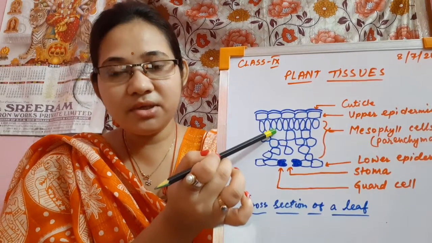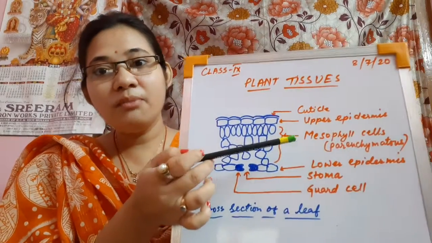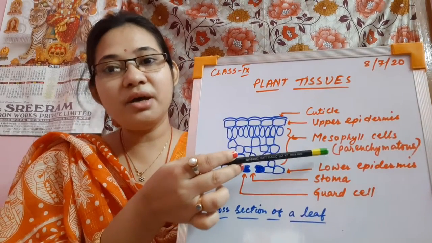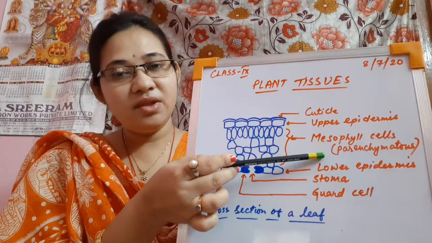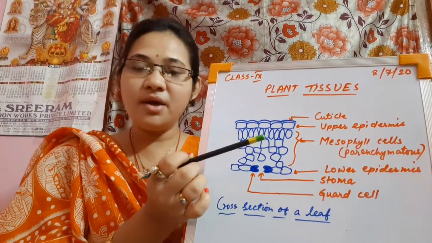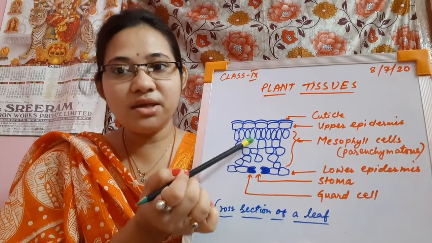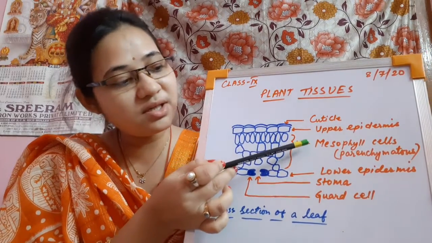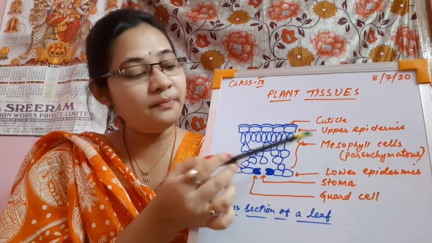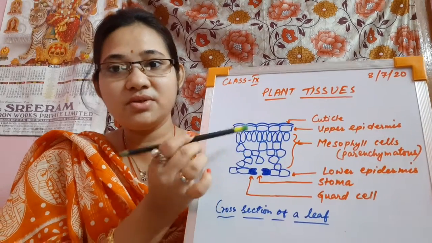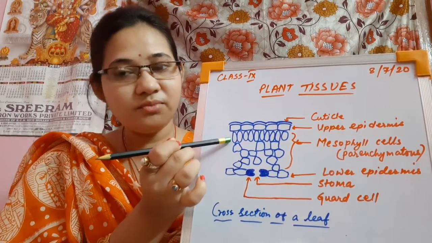Just below the upper epidermis, there are different types of mesophyll cells which are parenchymatous in nature. Parenchyma cells we have read; parenchyma can be chlorenchyma or aerenchyma. So these are called the mesophyll cells. These mesophyll cells are actually parenchymatous in nature. There are two types. If you see, I have drawn two different types in the diagram.